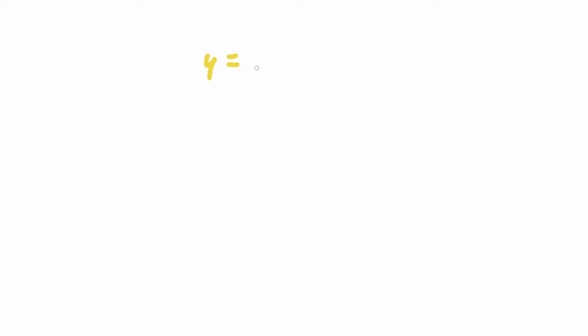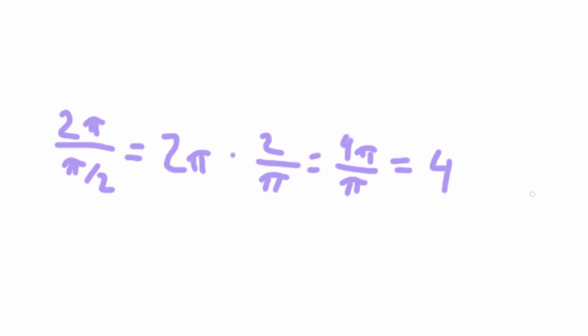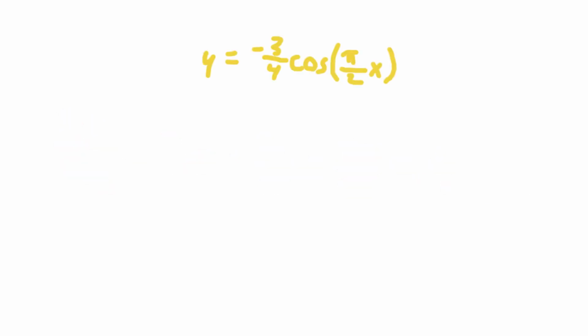So for this first example, let's start by finding the amplitude, period, and phase shift or vertical shift. The amplitude will be 3/4. Since our a is negative, we know that the graph will start out from -3/4 and go up. Our period will be 2 pi divided by 2, which equals 2 pi times 2 over pi, which equals 4. And lastly, we know there isn't a phase shift or a vertical shift since we don't have a c or a d to deal with.